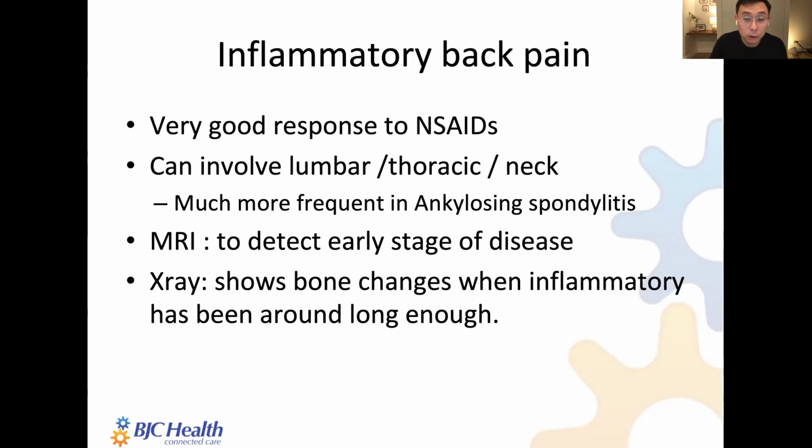Inflammation usually starts in the sacroiliac joints, but in some patients, it can involve the lumbar spine or the thoracic spine or even the neck, in particular in patients with ankylosing spondylitis. In the early stage of the disease, you can't see anything on X-ray. You really need an MRI scan.